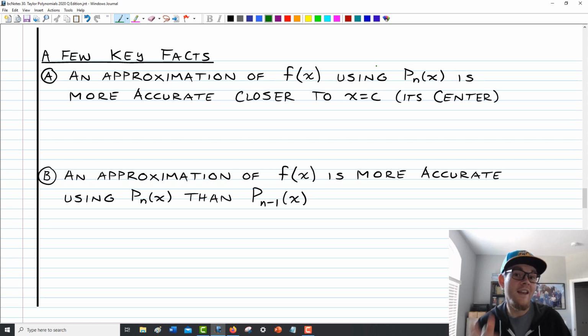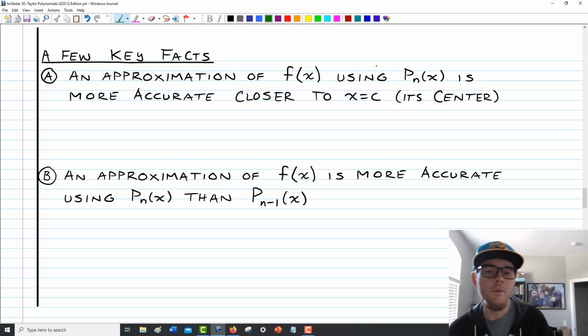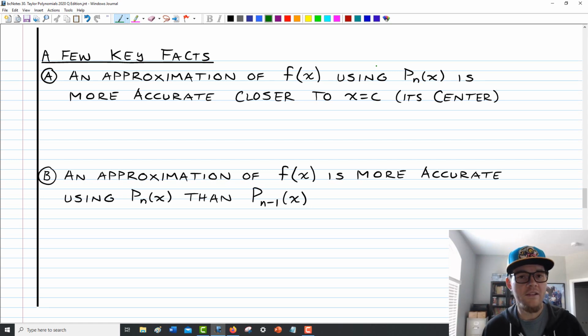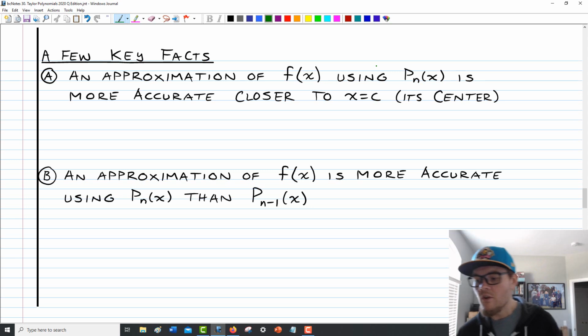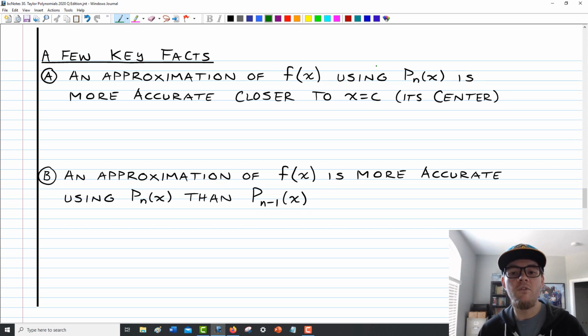They're guidelines to guide you as you think about Taylor polynomials and Maclaurin polynomials for the first time. So these are facts about these polynomials, and I think you've seen some of them, so you might already have some graphical intuition about them, but let's put them out there just to be safe. So basically the first fact says, an approximation of f of x using p sub n of x is more accurate closer to x equals c. So in this case, what we're trying to say is that if your approximation is closer to the center, then you're going to get a better read on the problem.